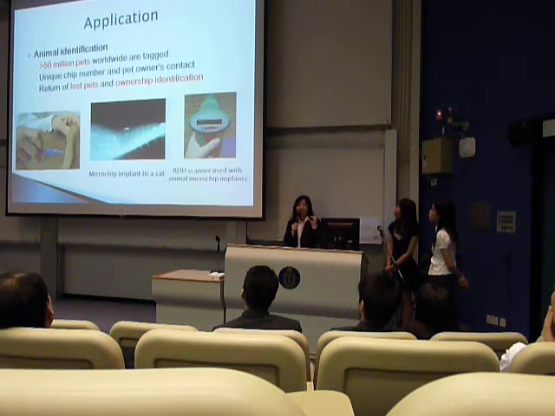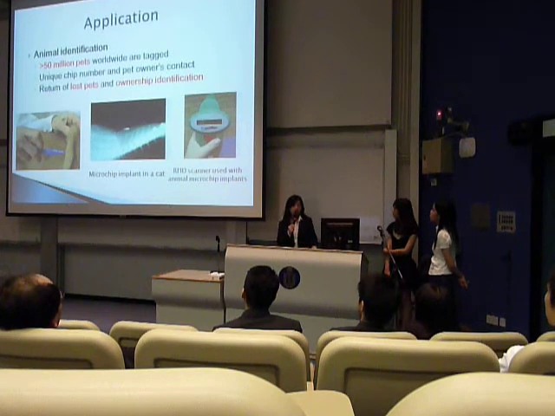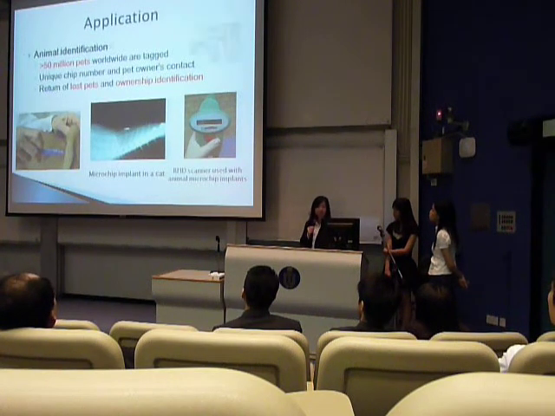The second application is in animal identification. A very small RFID tag with a unique number is placed under the animal's skin, and the information about the pet owner's contact is stored in a database. So when a pet is found, the animal is scanned to check its identity, and this is very useful in helping the return of lost pets.